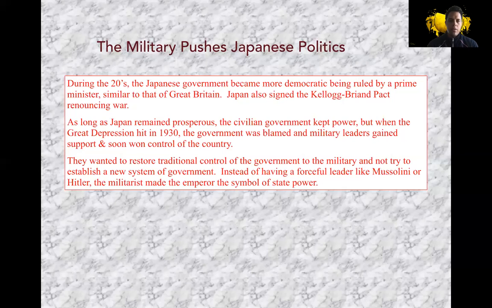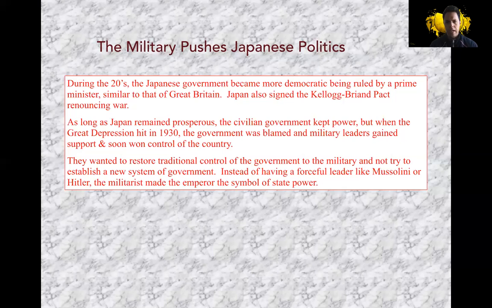So the first thing that we need to understand is, what was Japan like prior to the war? And how did the military push the Japanese into the invasion? So during the 1920s, the Japanese government was becoming much more democratic, and they had a prime minister. That was very similar to Great Britain, because they did have an emperor, just as Great Britain had a king and a queen, but the prime minister was technically the head of government.